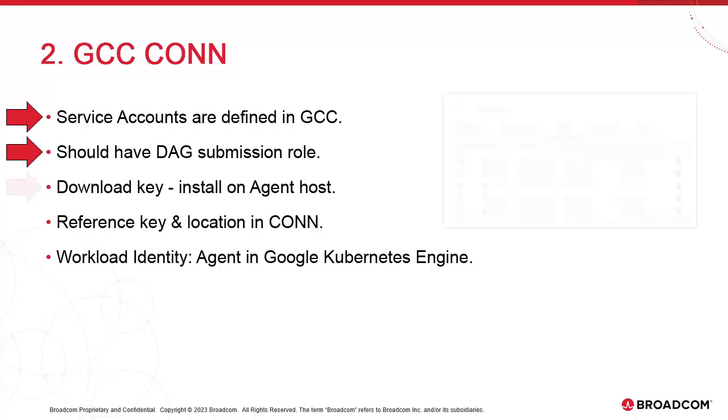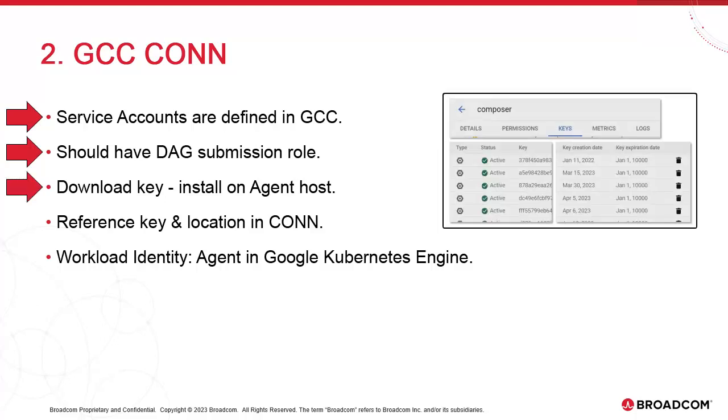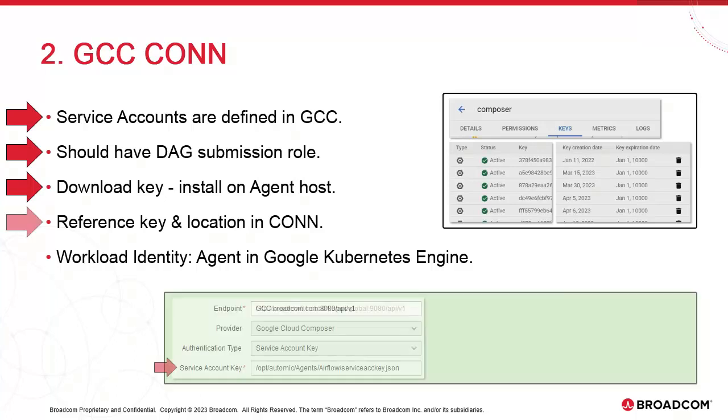For each service account, we have the option of downloading a key in GCC. You simply select the service account and use the key download function. The service account needs certain roles and permissions to execute DAG jobs and retrieve logs. It can be the Composer admin role. Check the Composer documentation on cloud.google.com, specifically the pages on access control. You download the key and copy it to the Airflow agent host in a directory of your choice. When you define the CONN objects, you select Service Account Key and reference the key name and location on the agent host in the field Service Account Key.